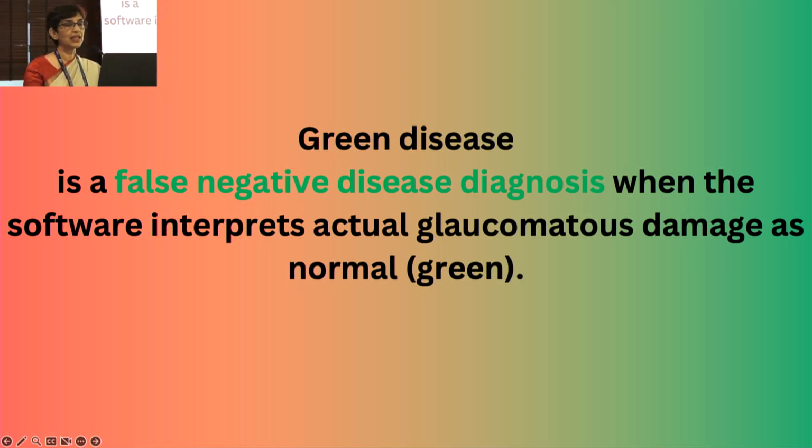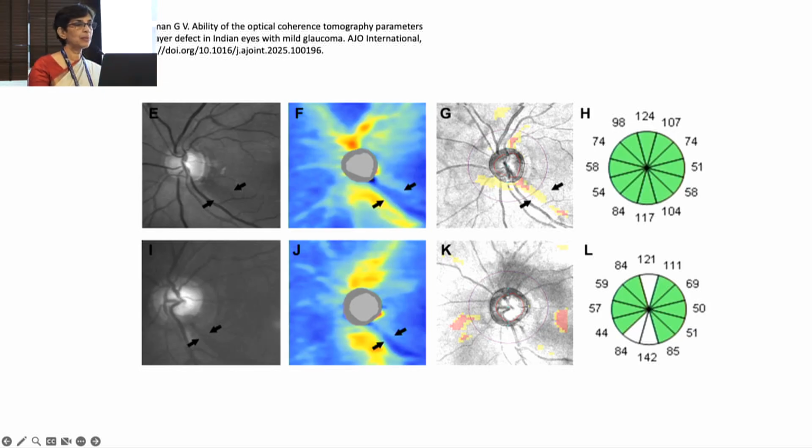Let us now come to the green disease. The green disease is when there is a false negative diagnosis, meaning that the software interprets that there is no glaucomatous damage when there actually is glaucomatous damage. So we feel complacent, we feel that the patient has no glaucomatous damage, that is a false sense of security. This is from a paper by Sunny et al., where in this red-free map, you can see this RNFL defect, which is seen in the thickness map, which is seen in the deviation map also, but is not seen in the clock-R map.